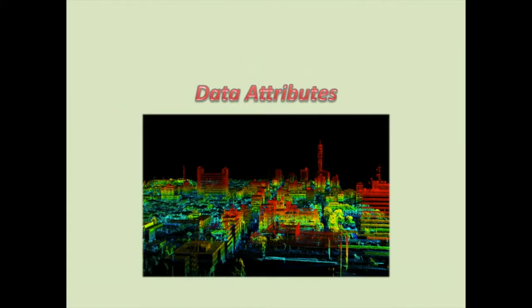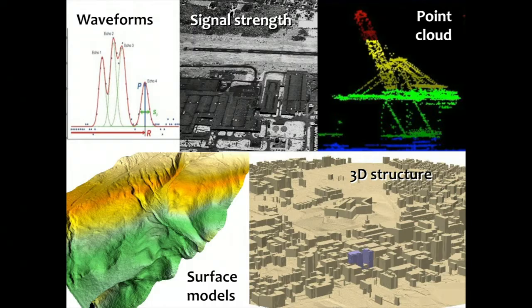Okay, so that's a little bit about the technology. What does the data look like? It starts with a waveform or a laser pulse. Some systems capture and record that waveform, and some systems don't. Some systems go straight to measuring or recording a point. But in both cases, we have some record of signal strength.